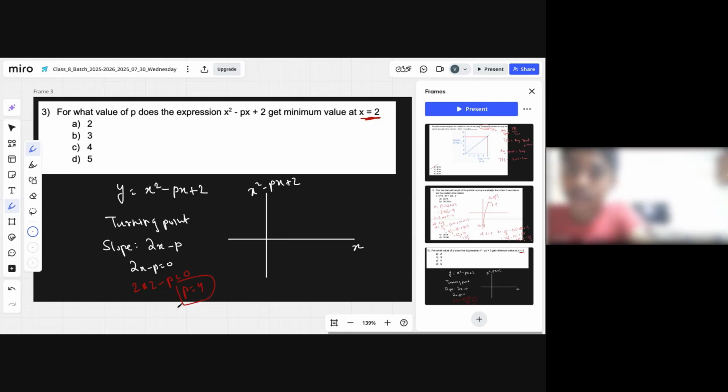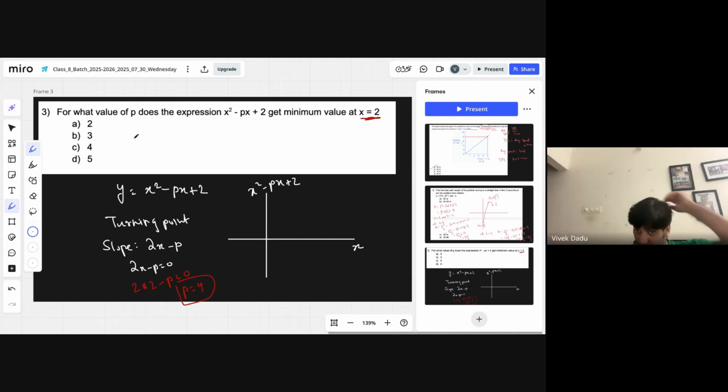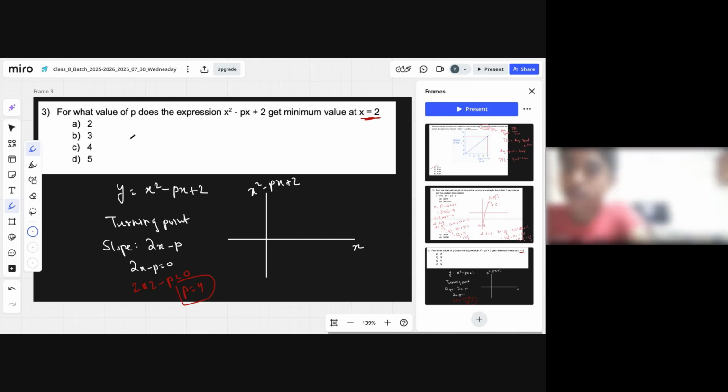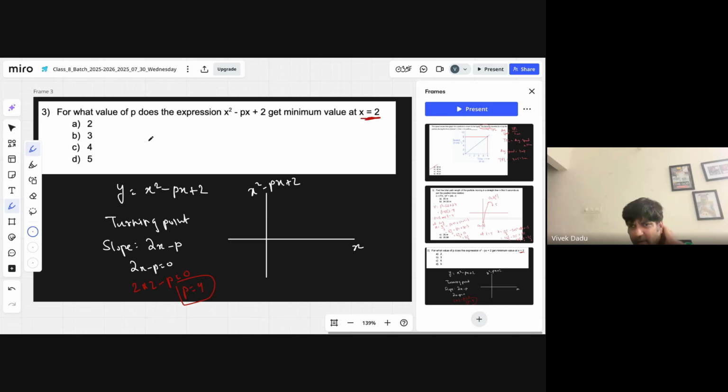So for px, it should be minus 2p. Sir, it's px, so it will become p into 2. Yeah, it will become that, but is it needed? They were not asking the minimum value of the expression. They were asking for what value of p. They were asking the value of p only. What is the value of p?